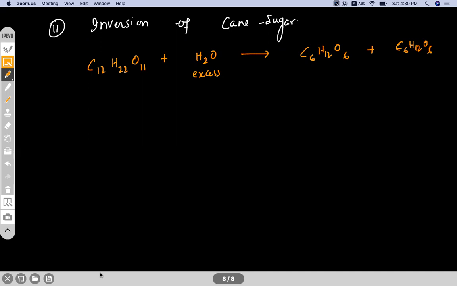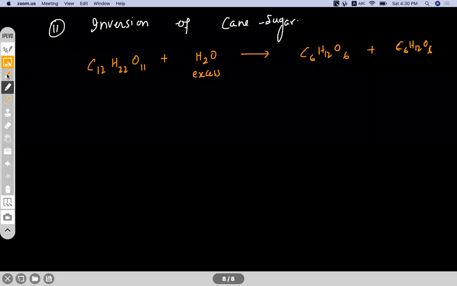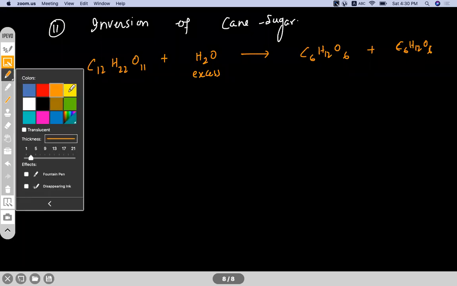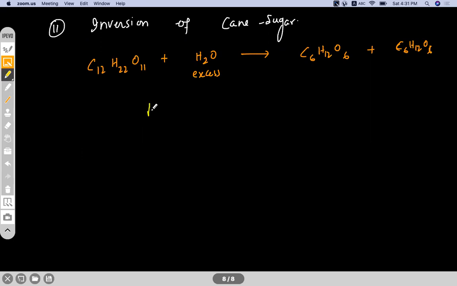Yeah, C12H22O11 plus H2O excess, it gives this. So for this, the rate expression would be the same thing. I'll write down the final value directly. The rate expression would be R equals K dash, the pseudo rate constant, into the concentration of C12H22O11. Okay. Esterification of anhydride is also another example.